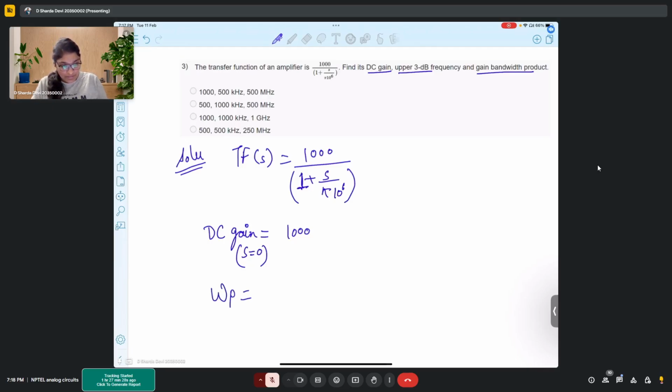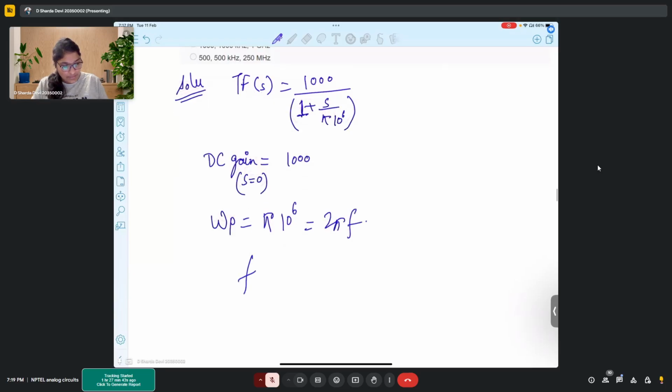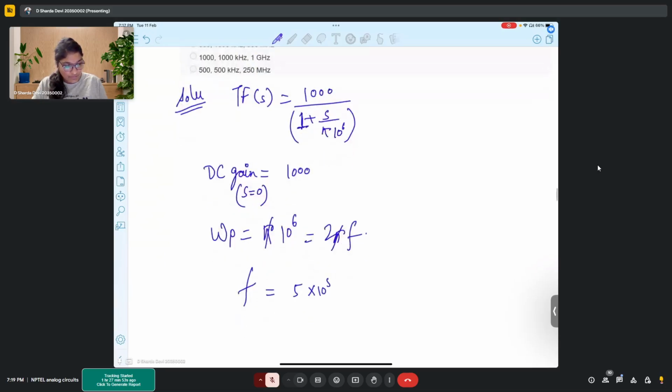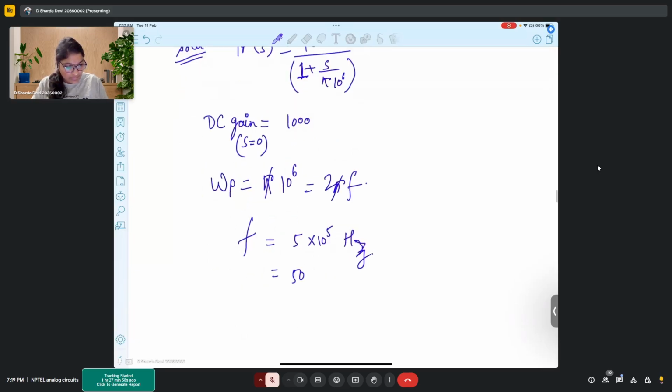So omega p is 5 into 10 to the power 6, which is 2 pi f. So if I want to calculate f, it is 5 into 10 to the power 5 hertz, or I can write it as 500 kilohertz, right?